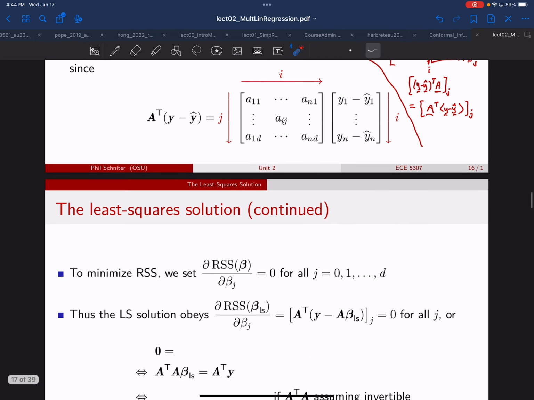So finally, we can rewrite this as just simply A transpose times y minus A times beta. I'm going to distinguish it as the least squares solution by putting a little ls there. And notice that this equals a bold 0, which means a whole column of zeros, a 0 vector.